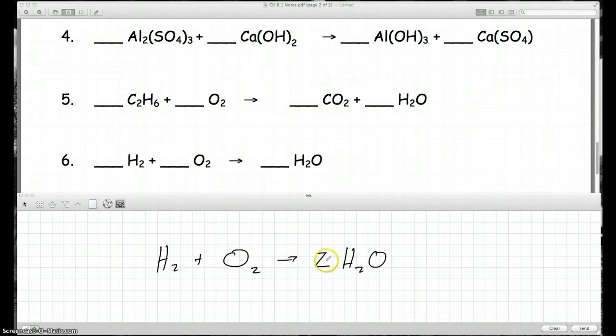But the problem is when I put that 2 there, it messed up my H's. So I got 2 times 2. I got 4 H's now. So I got to go back and I got to fix that by putting a 2 there. Always double check before you move on to the next one. 2 times 2, 4 H's, 4 H's, good. 2 O's, 2 O's, those are good. We're done.